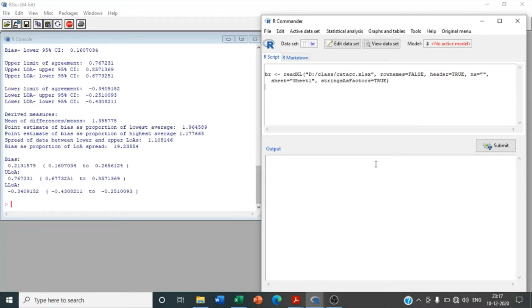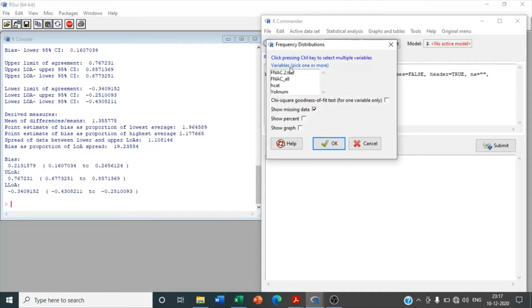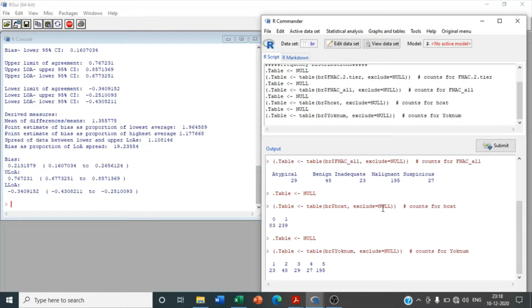Welcome. In this session, we will be learning how to conduct tests for diagnostic accuracy in EZR. Over here, we have imported the BR dataset containing the information about breast FNAC data which have been categorized according to the Yokohama system. We can first describe it. These are all categorical or ordered categorical variables, and we can just do the frequency distributions for a basic descriptive. Here are our basic descriptives.